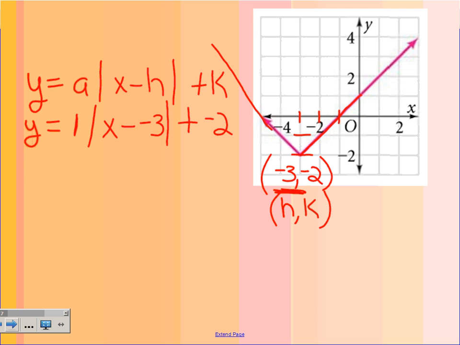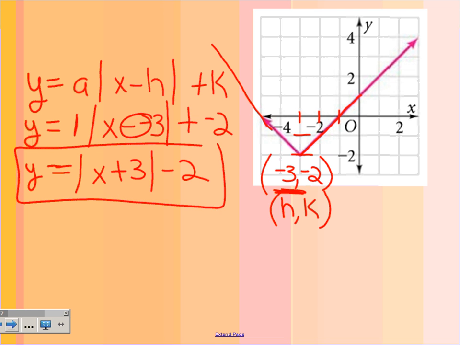So I'm going to clean this up because it looks all kinds of nasty right now. y is equal to x minus a -3. We're going to write that as x plus 3 because we know we never write two symbols beside each other, at least not when before we've simplified. And then plus a -2, that's going to be -2. So there, my friends, is our equation for this function.